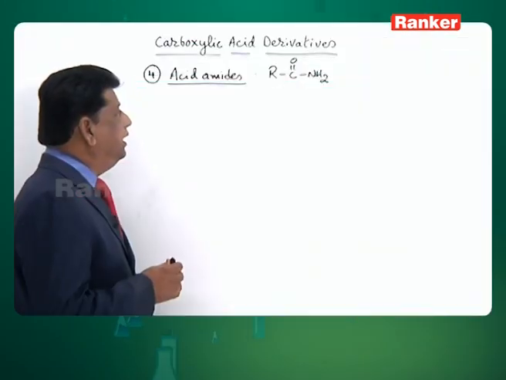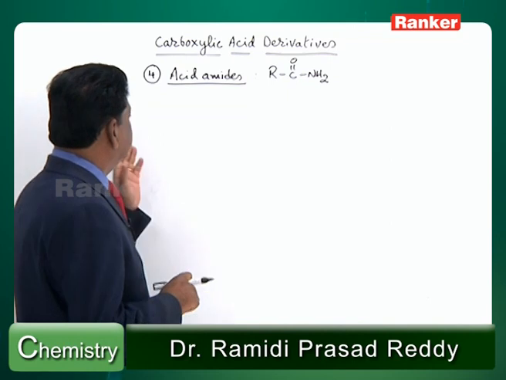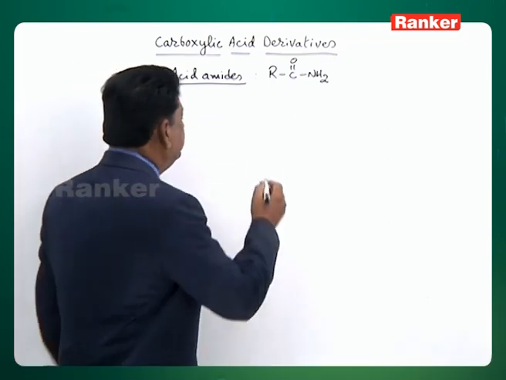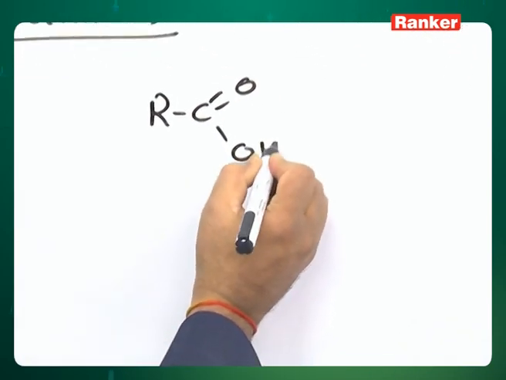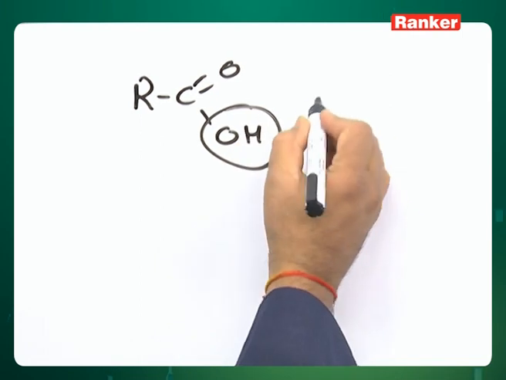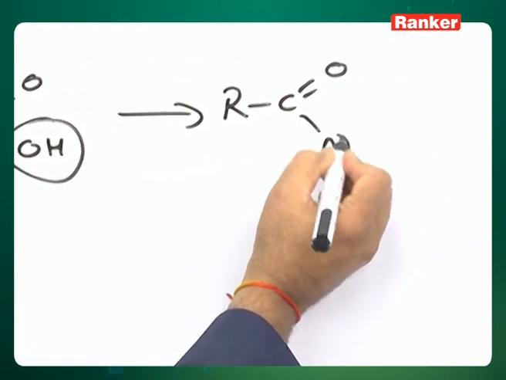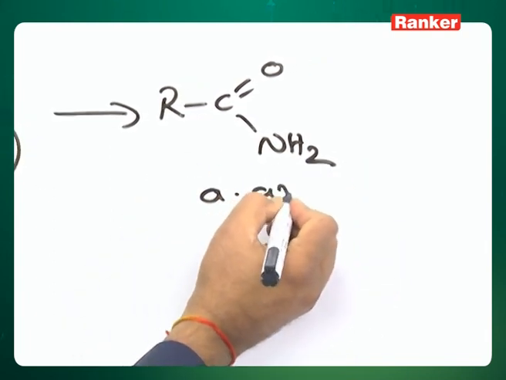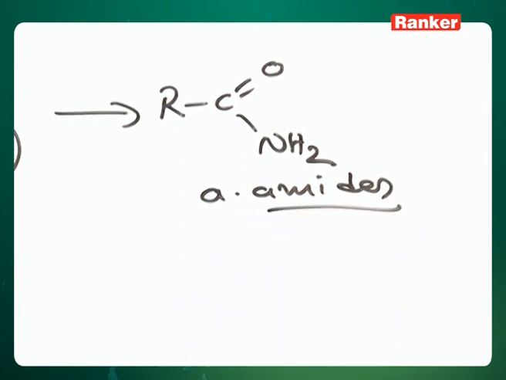So, let us take the last and the fourth derivative of the carboxylic acids. This is called acid amides, RCONH2. So, we have originally RCOOH, that was in the carboxylic acid. This OH, if you can suitably replace by an NH2 group, these are called acid amides. Quite a number of times you may say only amides also.